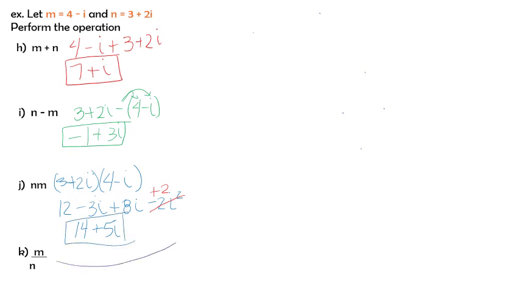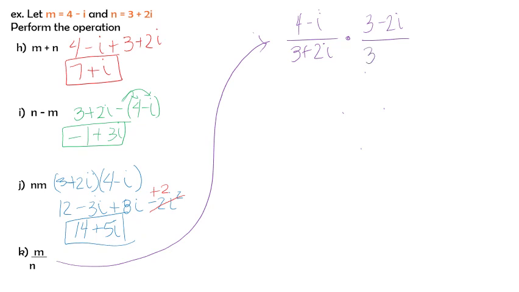And then the last one, I'm going to go ahead and move up here just so I have a little more space. m, which is 4 minus i, divided by n, which is 3 plus 2i. Notice that we have a radical in the denominator because there's an i in the denominator. So you're going to need to rationalize by multiplying by the conjugate, 3 minus 2i.